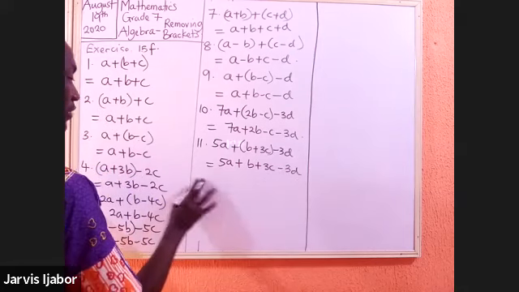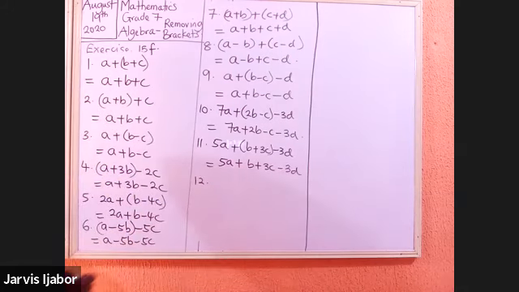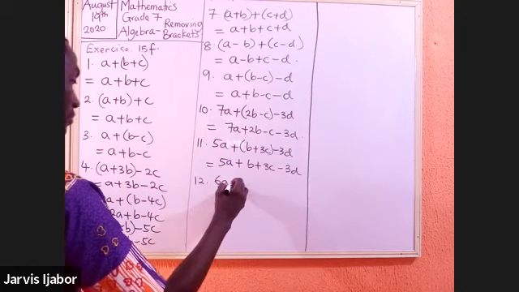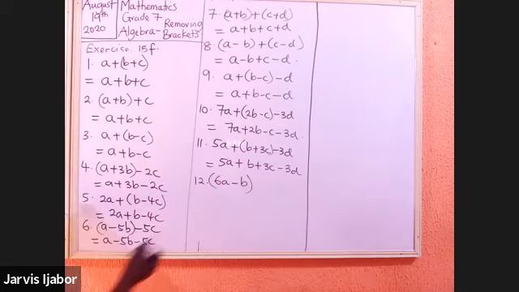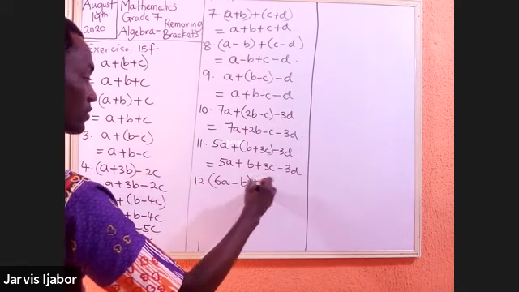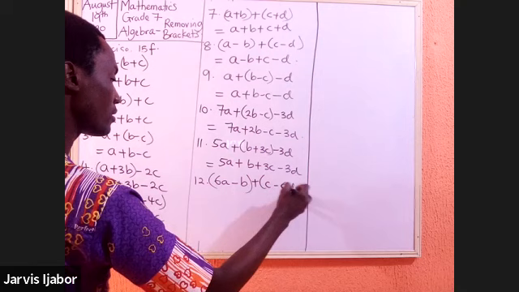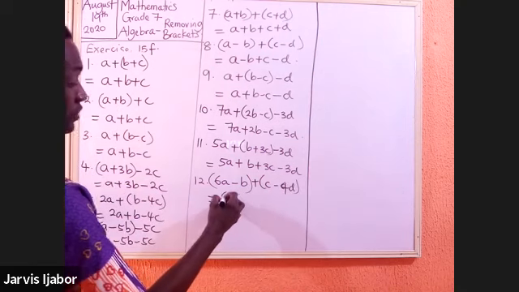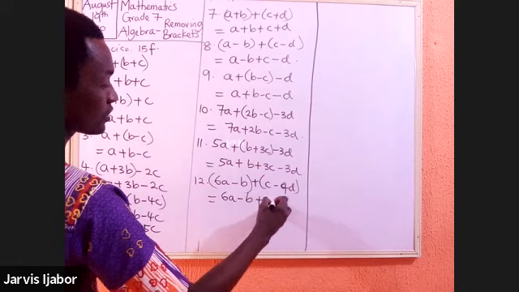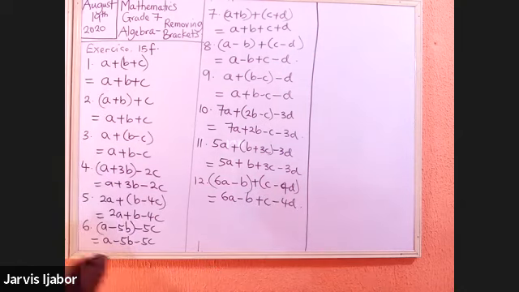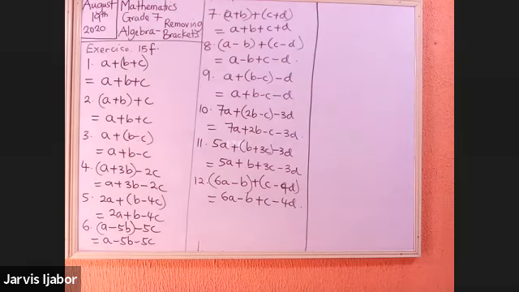Question 12 will be 6A minus B plus C minus 4D. What would that give you? This will give you 6A minus B plus C minus 4D. Okay, so that's for that exercise. So that's for exercise 15F.